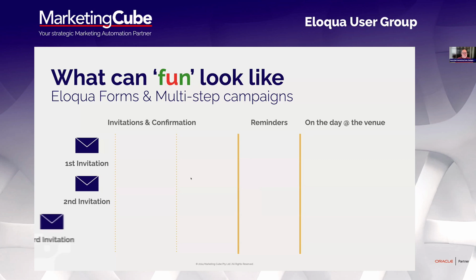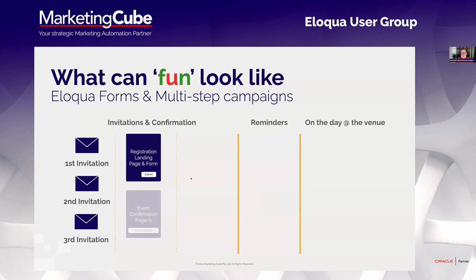So the invitations go out, and you may send multiple invitations to people, and you can control that experience based on who opened the first one, who has registered, who hasn't, and so on and so forth. That's the campaign canvas. Then you'll present people a registration page and a form on that page, and probably an event confirmation page as well. And one of the most basic things we can do there, obviously, is add to calendar. It's one of the nicest ways to do that.